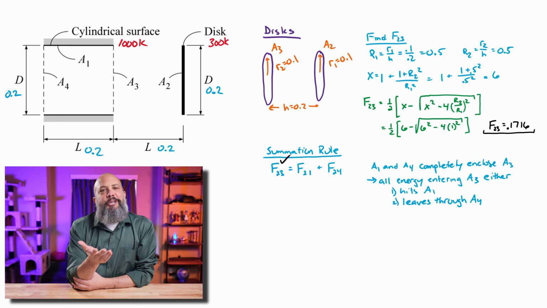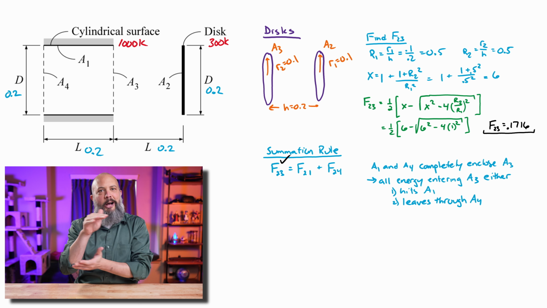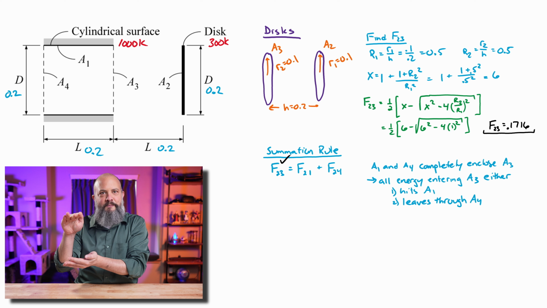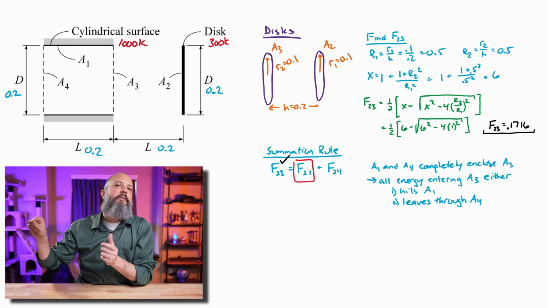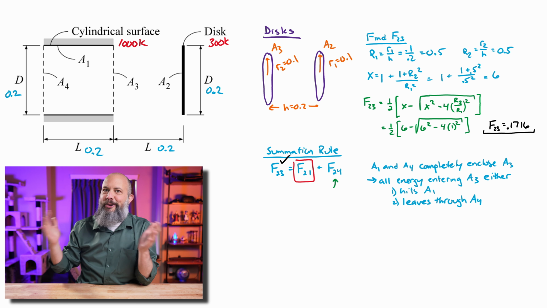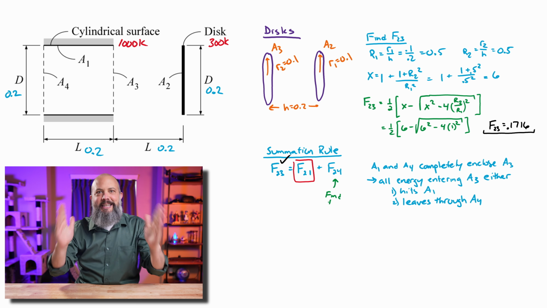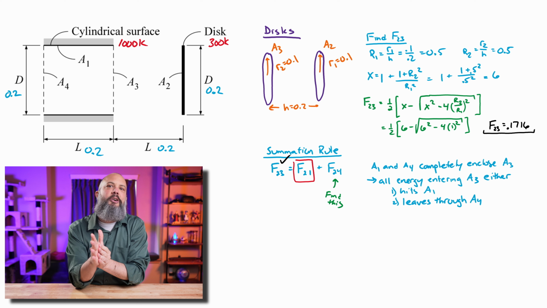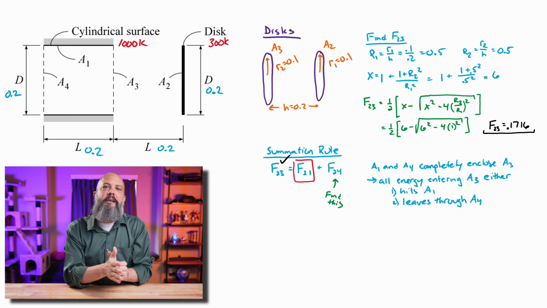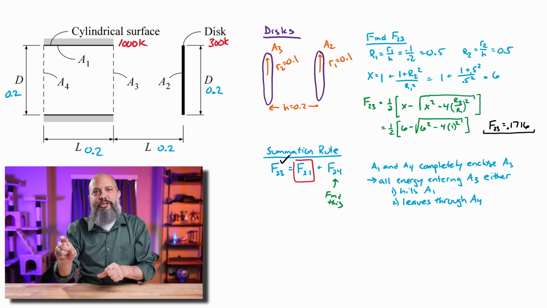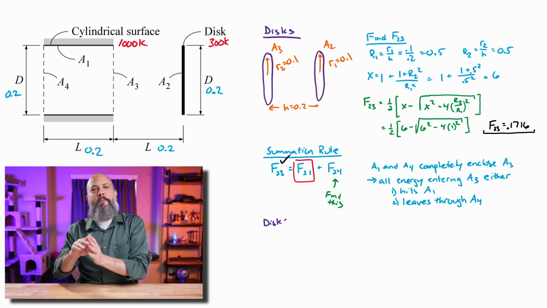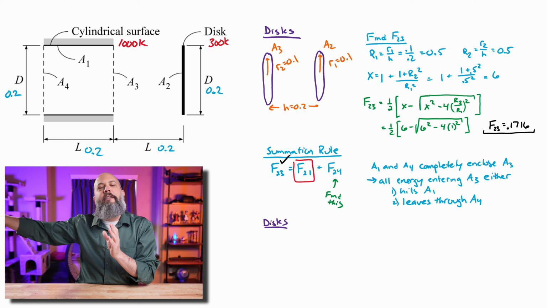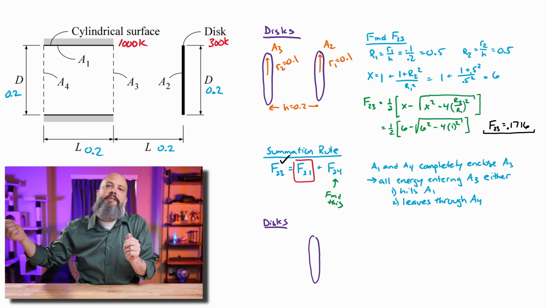So the reason this is good news is that even though I can't calculate how much hits the wall directly, I can calculate how much leaves through the far end of the pipe, A4, because that also is just another regular disk shape. So the same way I solve for the disk A2 to A3, I can solve again A2 to A4, right? How much emitted by A2 would pass all the way through the pipe at A4, basically just shoots straight out to the side.